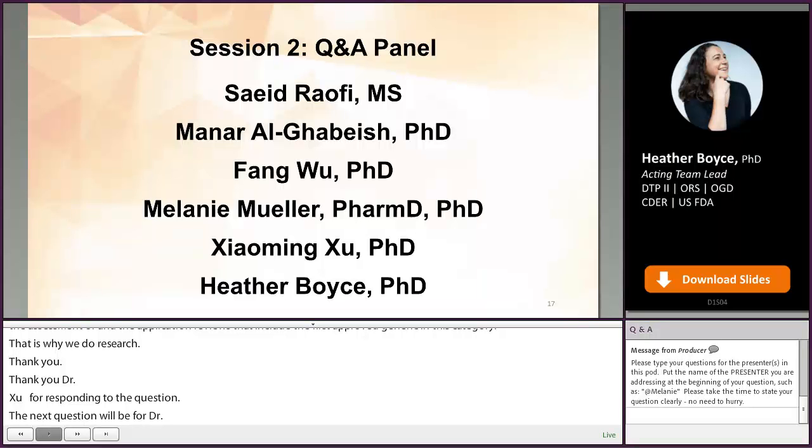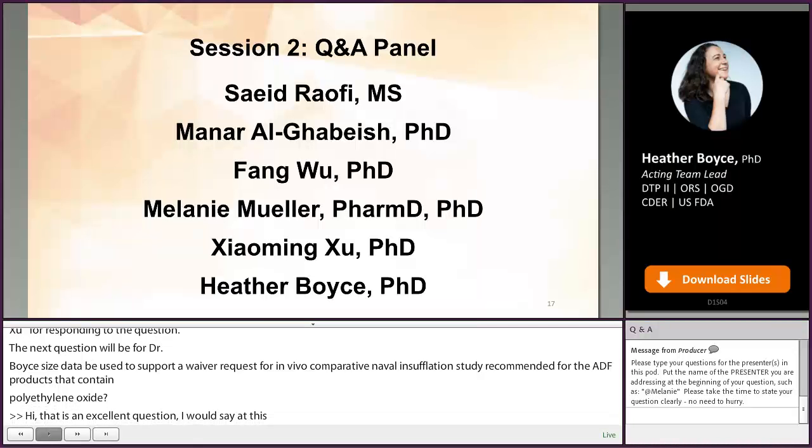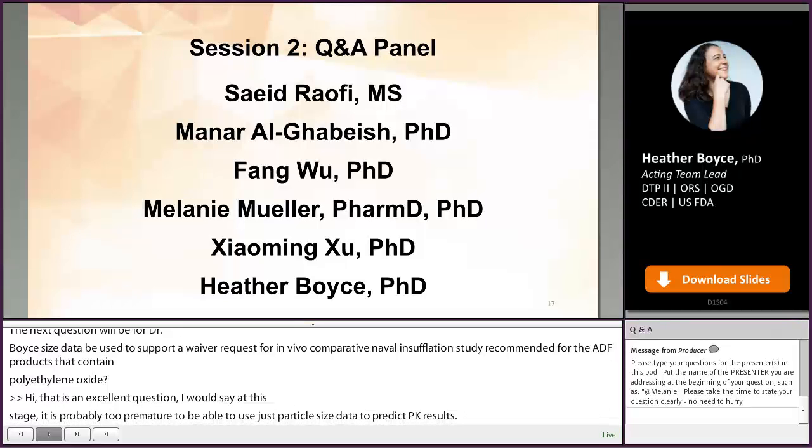Hi, that's an excellent question. I would say at this stage, it's probably too premature to be able to use purely particle size data to predict PK results. As Saeid presented, there are other factors that could be important, such as the excipient to drug ratio. In the presentation, this was not a significant factor that influenced PK variability. However, the study was limited to a very specific range, so from a generic perspective, that range could be larger.